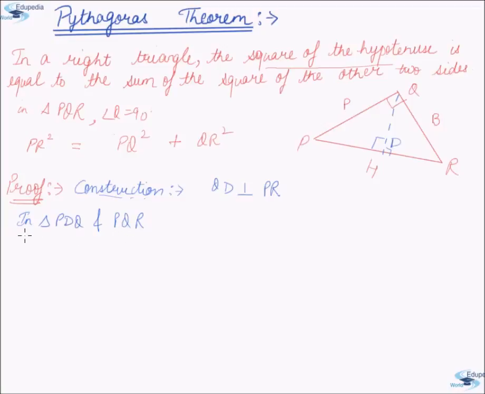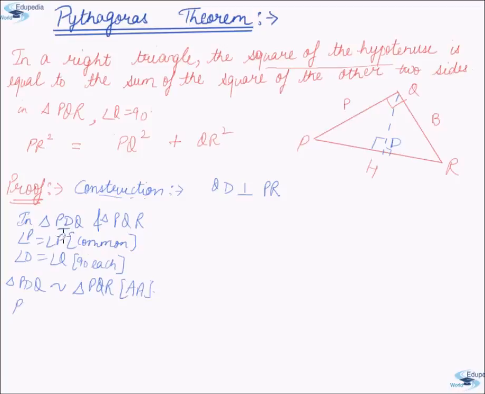Now in this triangle, angle P is common in both the triangles, and angle D of this triangle is equal to angle Q because both are 90 degrees. Therefore we can say that triangle PDQ is similar to triangle PQR by AA similarity criteria.